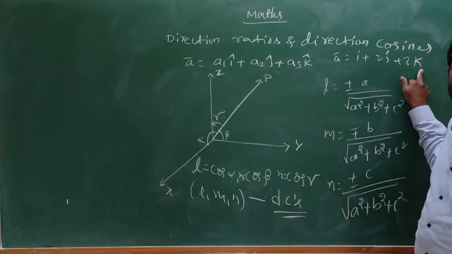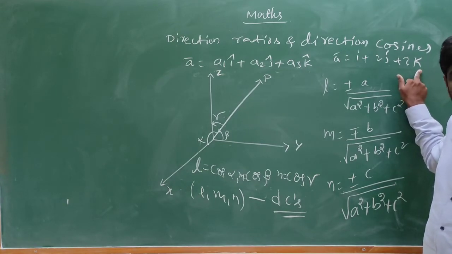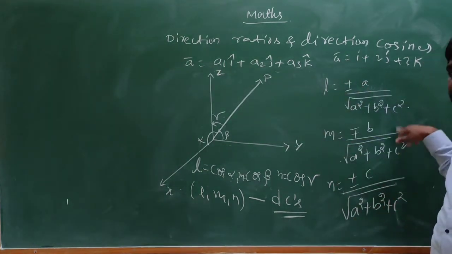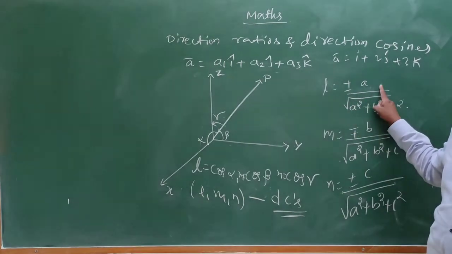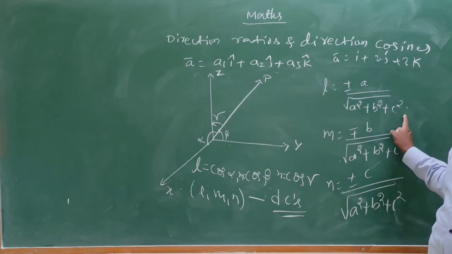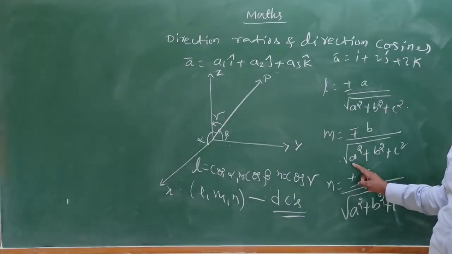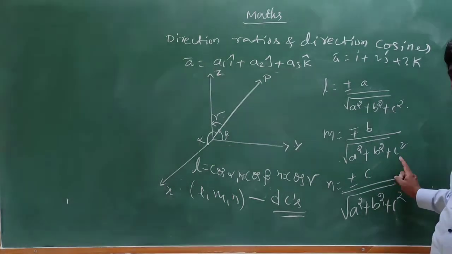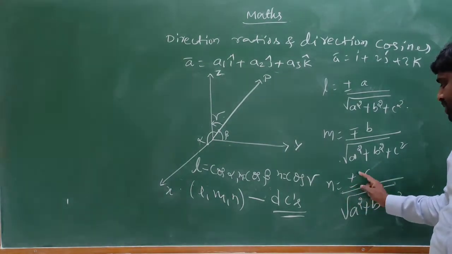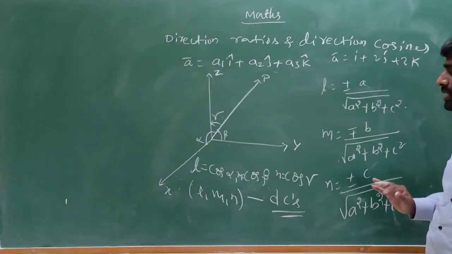When it is given like this, we have to find direction cosines. At that time we should use this formula. L is equal to plus or minus a divided by square root of a square plus b square plus c square, M is equal to plus or minus b divided by square root of a square plus b square plus c square, and N is equal to plus or minus c divided by square root of a square plus b square plus c square.